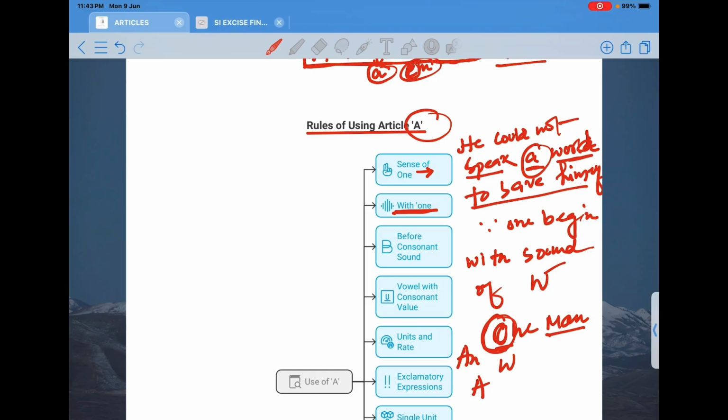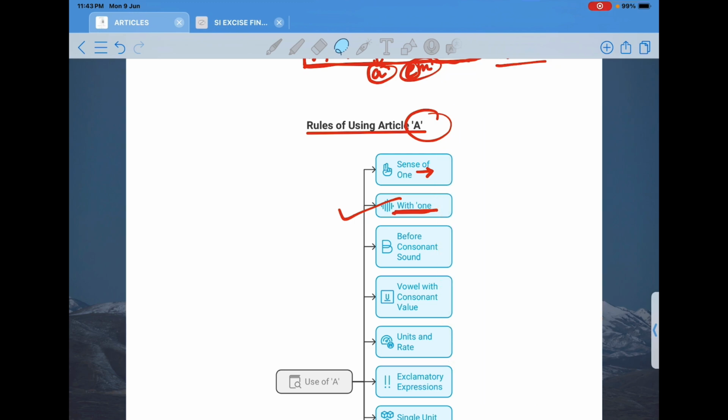You have to remember this one, because in the examination they have asked several questions from this section, on several occasions. So you should definitely remember this. For example, "a one man show", "a 1 rupee note", etc. So this was about "one".